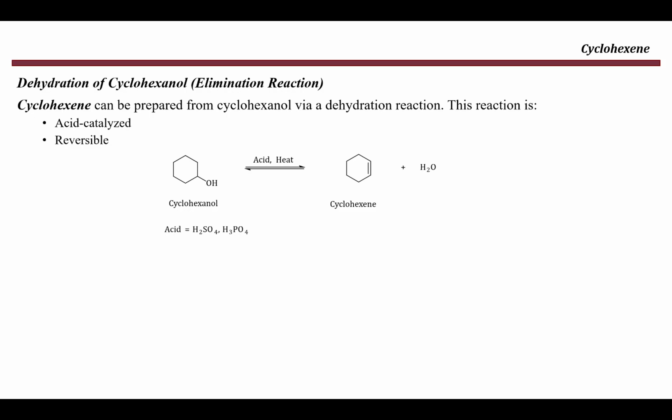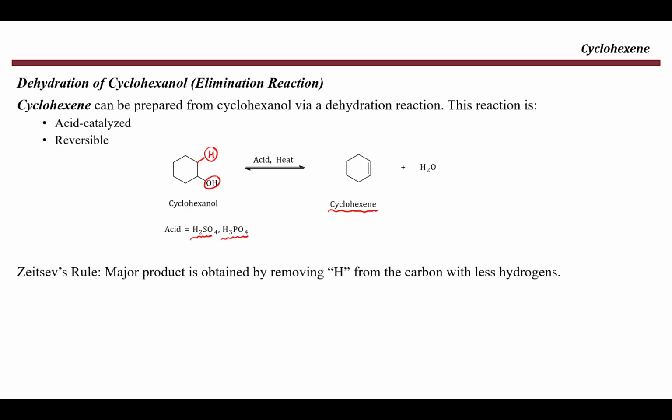So in this reaction, cyclohexanol, which is an alcohol, will lose a water molecule. So it will lose an OH from one carbon and a hydrogen from another carbon. And this will lead to the formation of cyclohexene, which is an alkene, and water. This is an acid catalyzed reaction. H2SO4, concentrated H2SO4 or concentrated H3PO4 can be used as acid catalyst in this reaction.